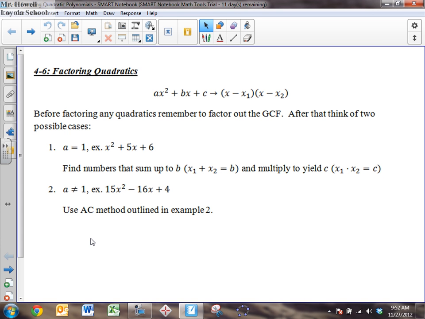All right, so what we're going to do is continue with 4-6 today. So 4-6, we're going to be factoring still, but we're going to be specifically factoring quadratics.